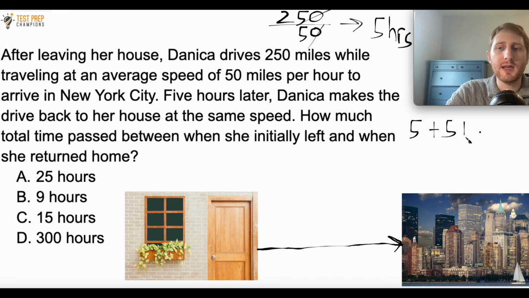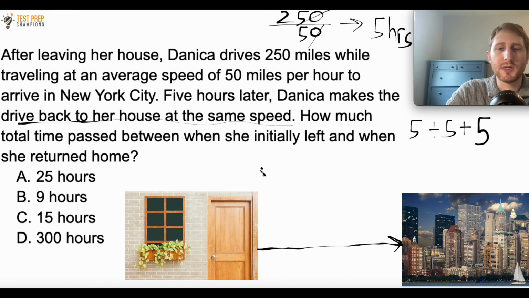And then how long did it take for her to drive from New York City back to her house? Well, we know that she made the drive back to her house at the same speed. So it's going to be the same exact value that we calculated in the first step. So we have to add another 5 hours here.